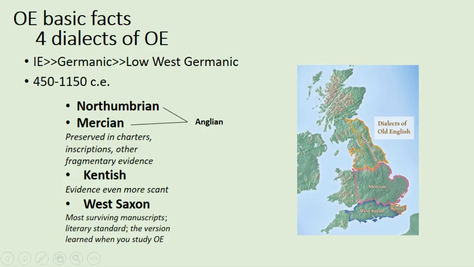So, what about Old English? We're getting a little bit into the language here. It's an Indo-European language, it's Germanic, it's Low West Germanic, it is Old English, and it is the language that is spoken, not without change, between 450 and 1150 in the Common Era. We have identified 4 basic dialects of Old English.